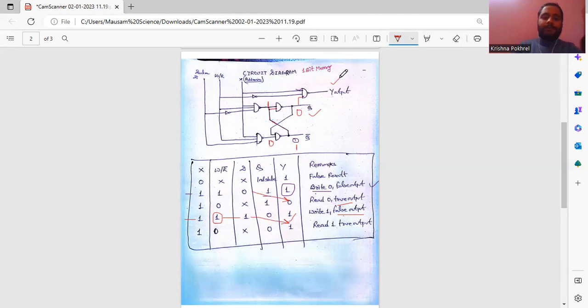Okay, we can use 1 and 0 in place of 5 volt and 0 volt. You can use ground, or you can use 5 volt. Okay, this is the thing.